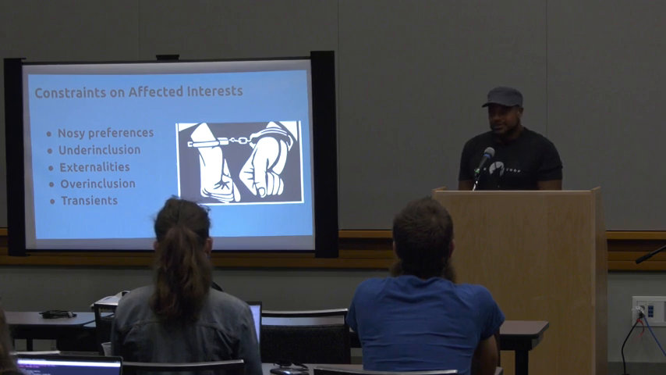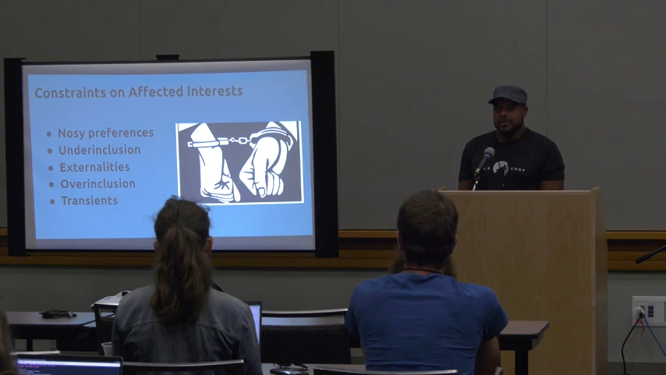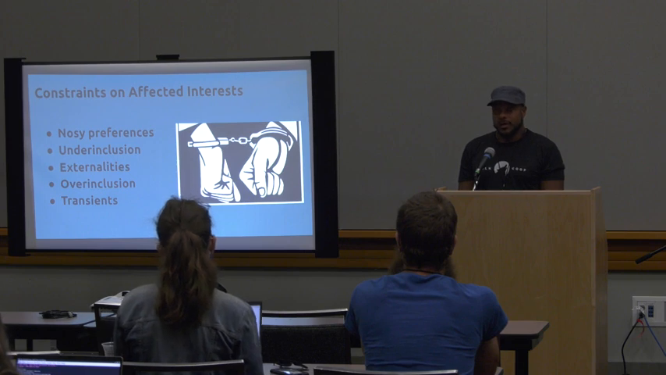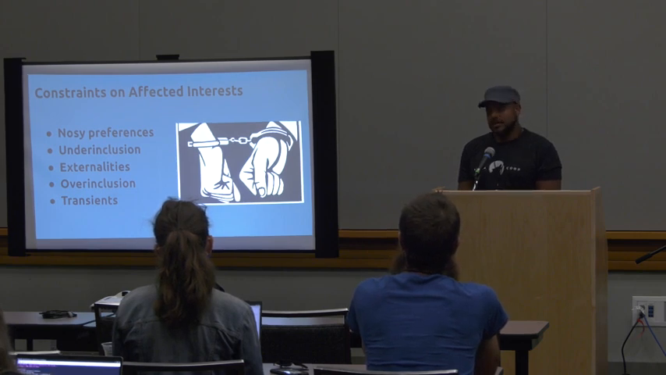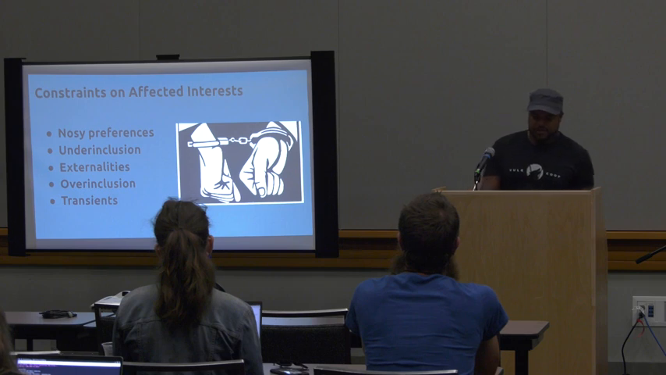There are constraints around this that help you to reason about it. And here are some of them. We're going to talk about them: noisy preferences, under-inclusion, over-inclusion, externalities, and transients.